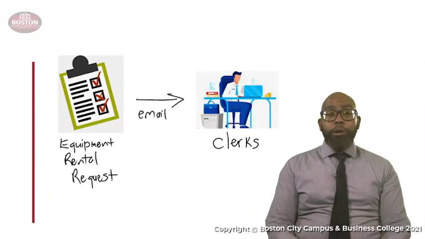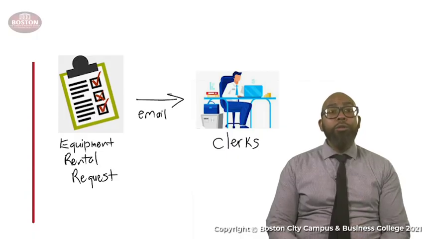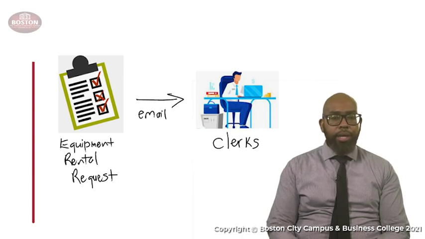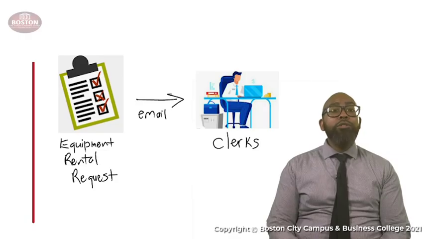Now, when we take a closer look at the business process, or the series of activities that are followed to rent this equipment, we learn that the site engineers kick off the rental process by completing what's called an equipment rental request form, indicating the specialized equipment that is needed to do the job at the construction site. The completed form is emailed to the clerks or the administrators who are located at the company's depot.